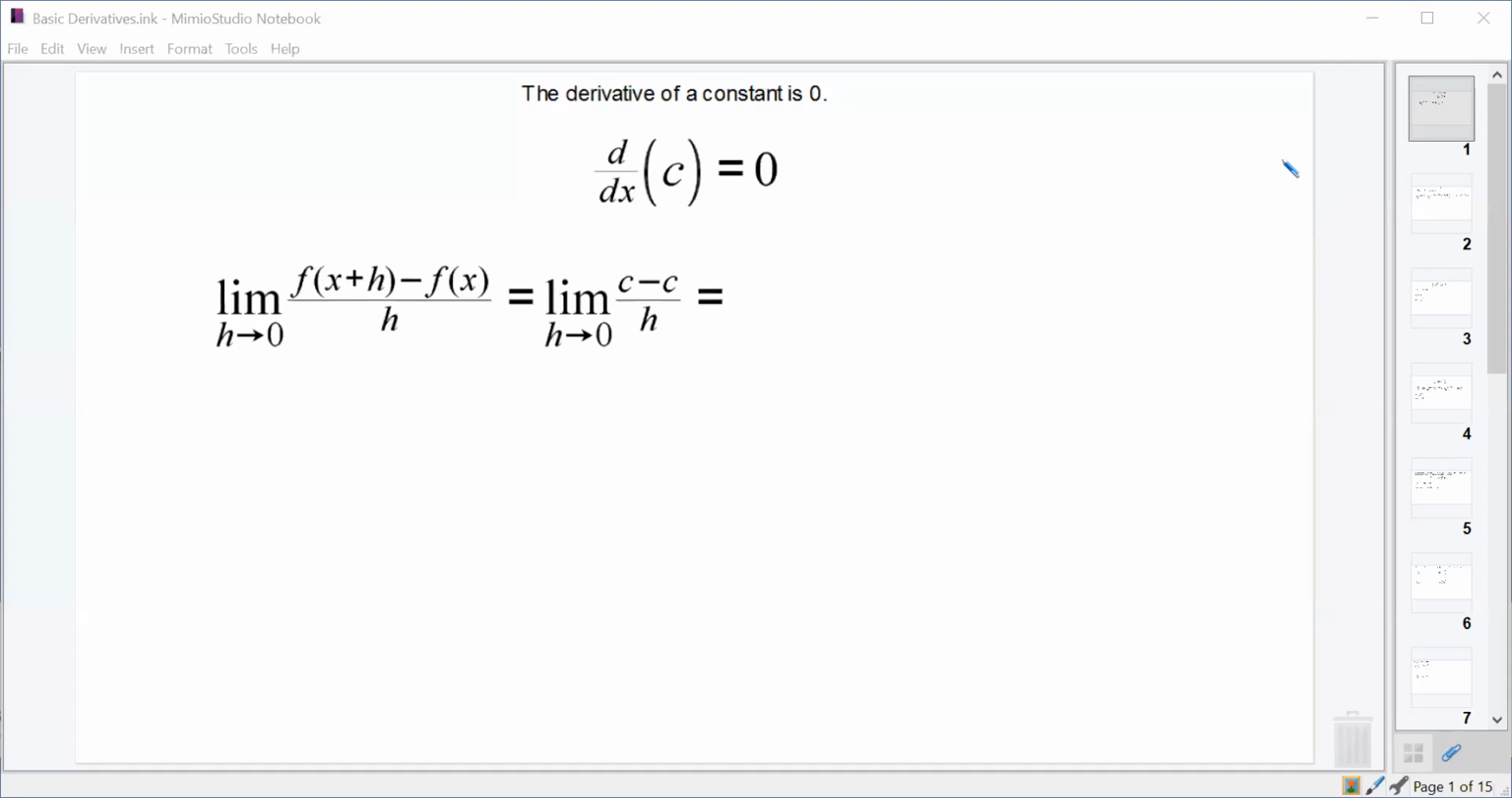So first one we're going to do is find the derivative of a constant. And the rule for the derivative of a constant is that the derivative of a constant is always, 100% of the time, 0.